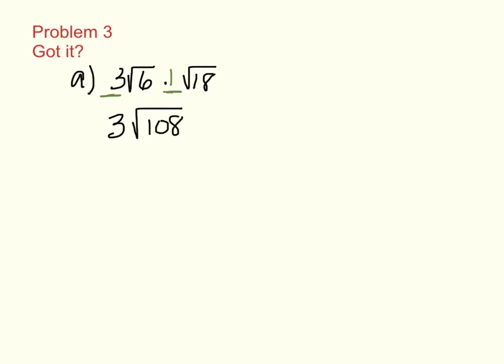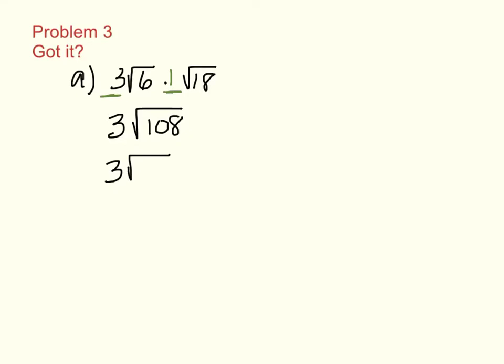In the next section, you are going to be multiplying two radical expressions. So we're going to look at our got it. The first got it is 3 times the square root of 6 times the square root of 18. Please, please, just multiply them first. Here, you multiply the numbers on the outside, 3 times 1. That just gives you 3. You now multiply the numbers on the inside, 6 times 18. 6 times 18 gives you 108. So we get 3 times the square root of 108. But then you got to simplify.